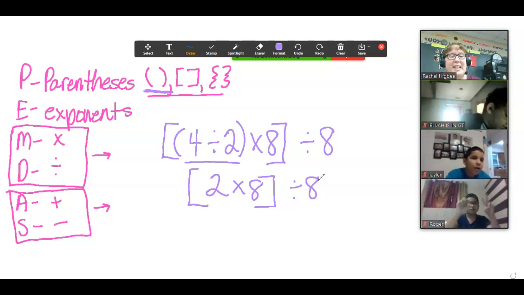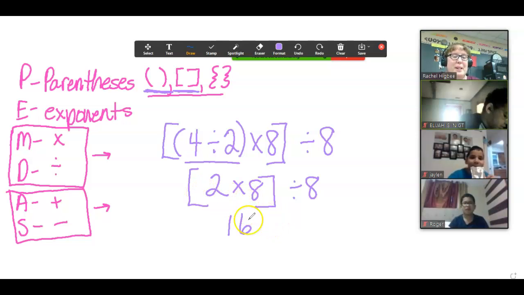Good job, Roger. I like your hand motions. Okay, yes. So Roger is saying the 2 times 8 is next because it's in the brackets. Excellent. Because brackets come next, right? So 2 times 8 is... Good job, Roger. I feel like you and I have some good sign language going on.